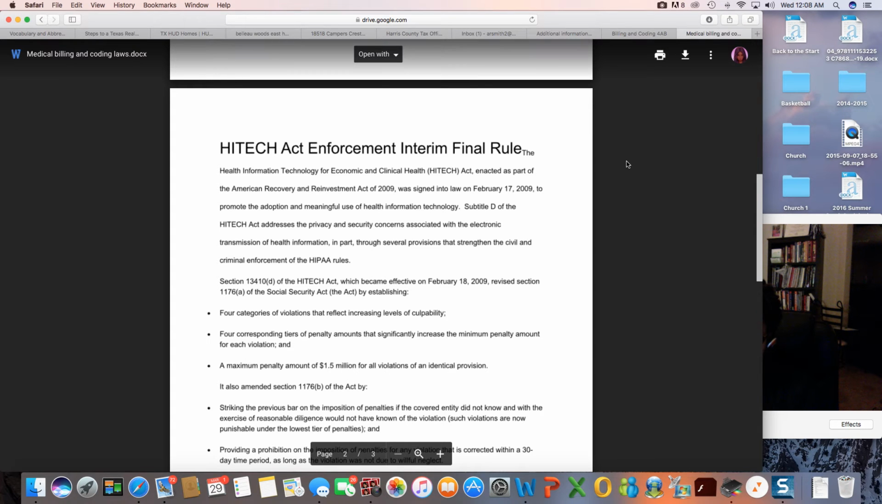HIPAA, as you know, is confidentiality. The HITECH Act is the transmission. It protects your information, your healthcare information, when transmitted electronically. And also know that HITECH was signed into law February 18, 2009, but it was effective February 18, 2009.